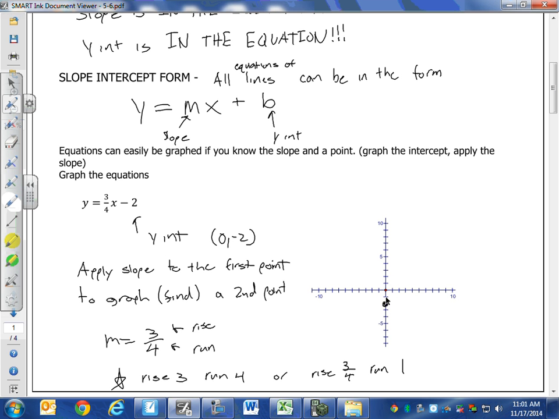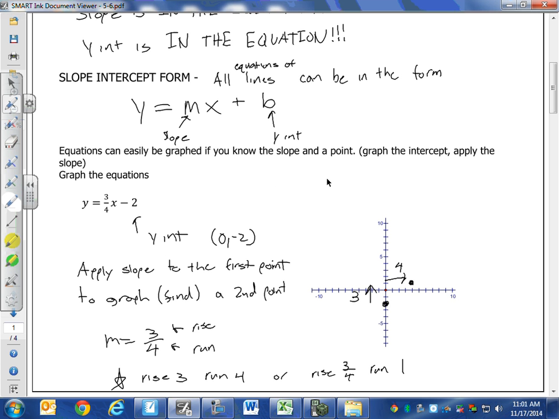I go up 1, 2, 3. That's a rise of 3 from that point. Then I run 4. 1, 2, 3, 4. I get to the point 4, 1. Now, it's going from your first point to your second point. You're not starting from the origin or anything. You start from your first point, travel to your second point.